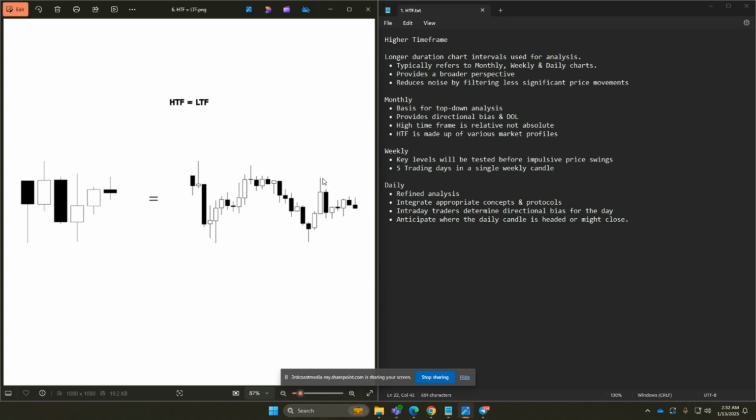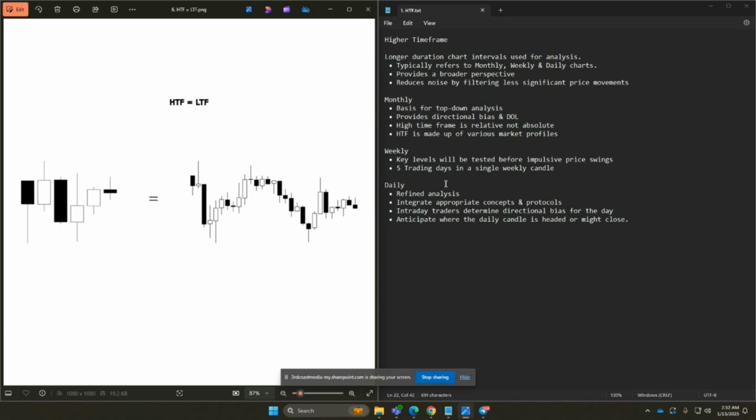We'll go over more of that later on in the mentorship when we start talking about market profiles. But for now, just know that when you look at a weekly chart, or any chart for that matter, you want to keep an eye on the candle and what it represents.